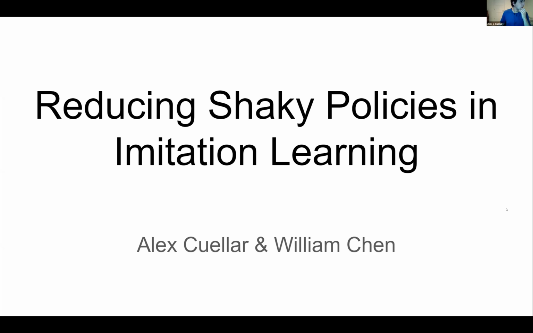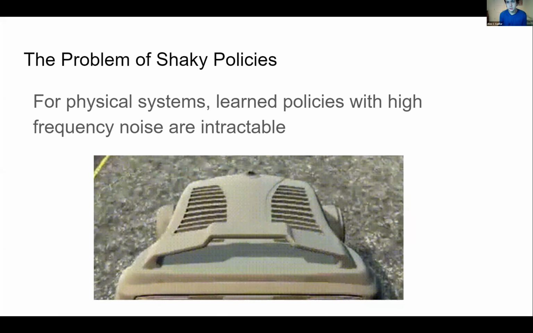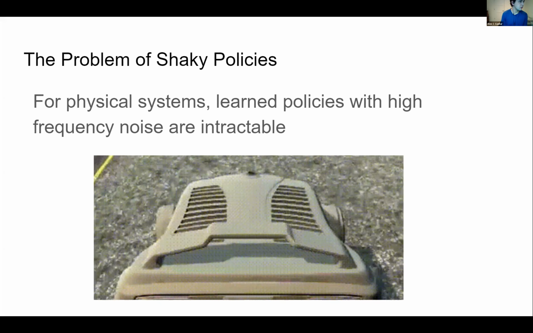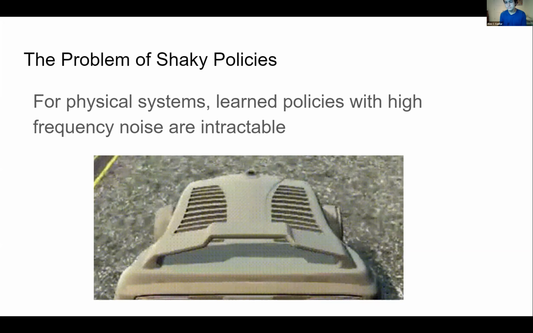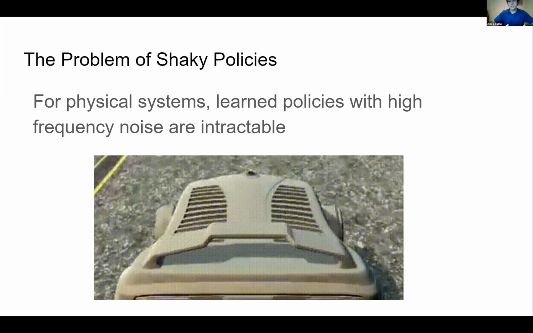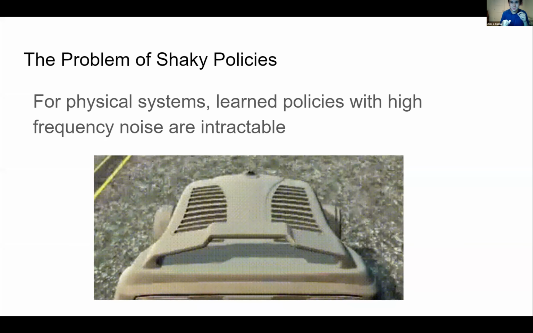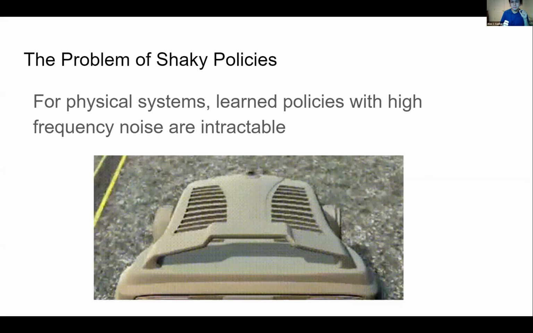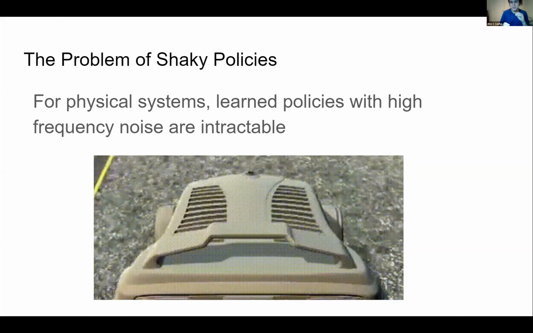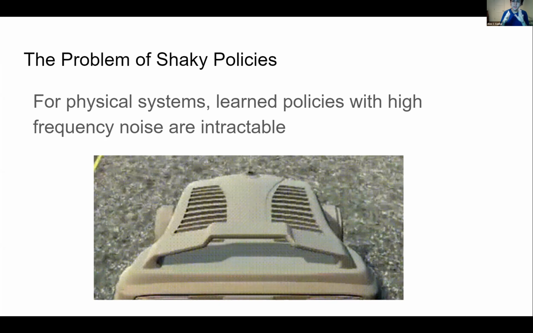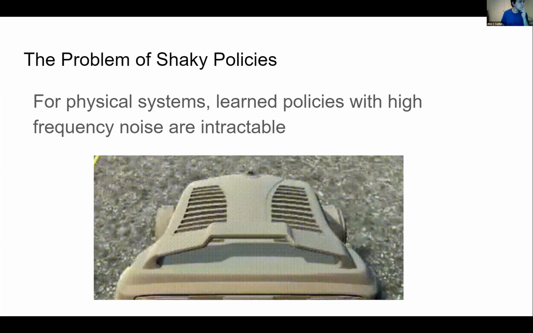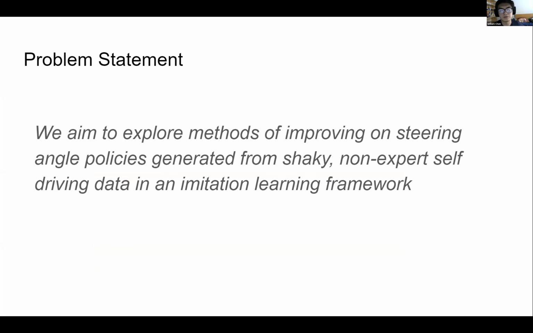So for our final project, we looked at various methods of reducing shaky policies in imitation learning for physical systems. There is a problem in trying to introduce machine learning to physical systems: even if a policy outputs reasonable actions, if that action changes from time step to time step, you get an output with high frequency noise, which can be intractable for the actual physical system because motors cannot move arbitrarily quickly. So this is the concept that we wish to explore in our project.